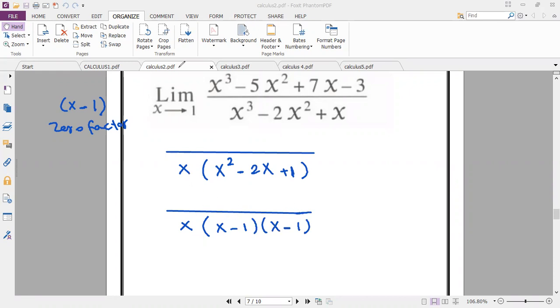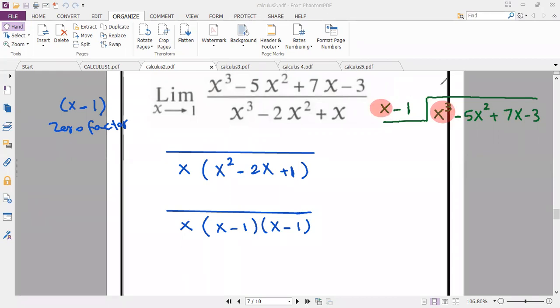So we are going to divide all these terms by x minus 1. So you are going to write x cubed minus 5x squared plus 7x minus 3 divided by x minus 1. What are the steps of division? Like the previous one, divide the first by the first.